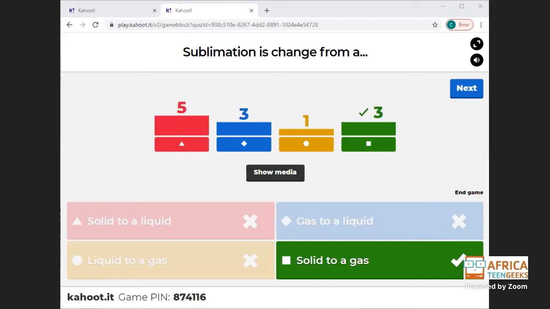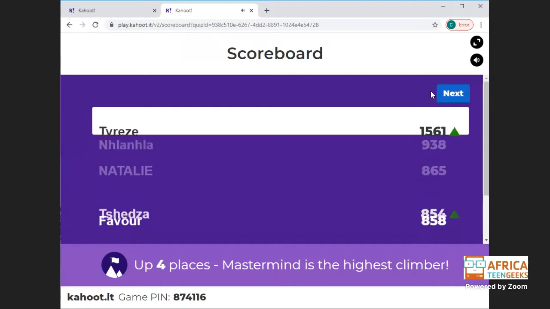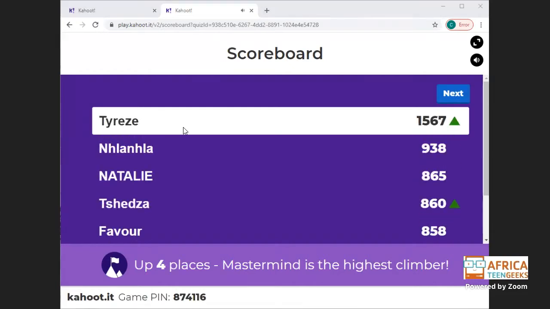A gas to a liquid? No, no, no. Remember, gas to a liquid is condensation. And then I see a liquid to a gas. Nope, not evaporation or boiling, but it is definitely solid to a gas. Remember the example of dry ice? Tyrese is leading now. Then we still have our top 5: Chedza, Favor, Natalie, Zandla, and Tyrese. Let's move on.